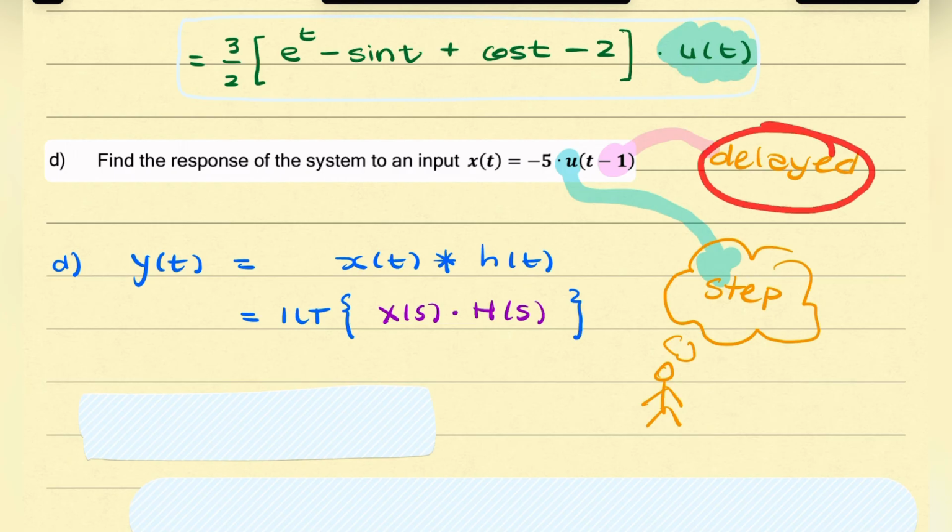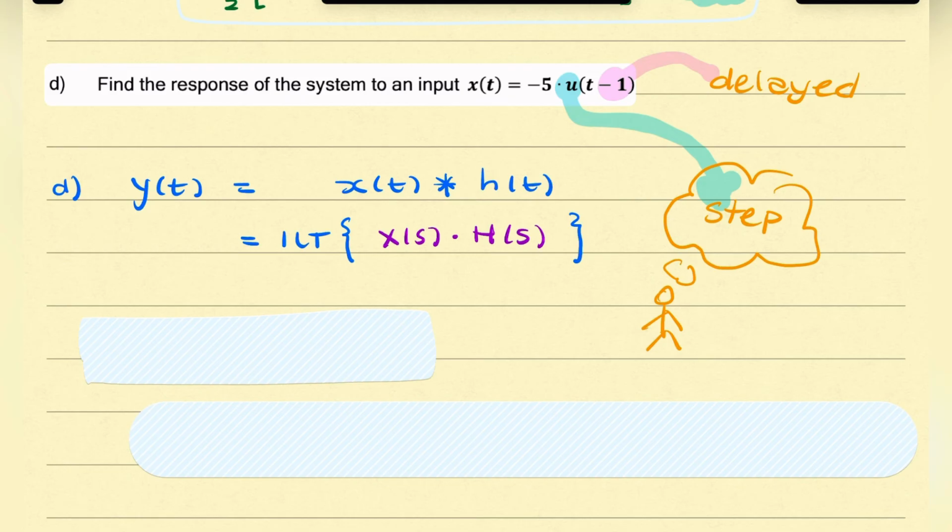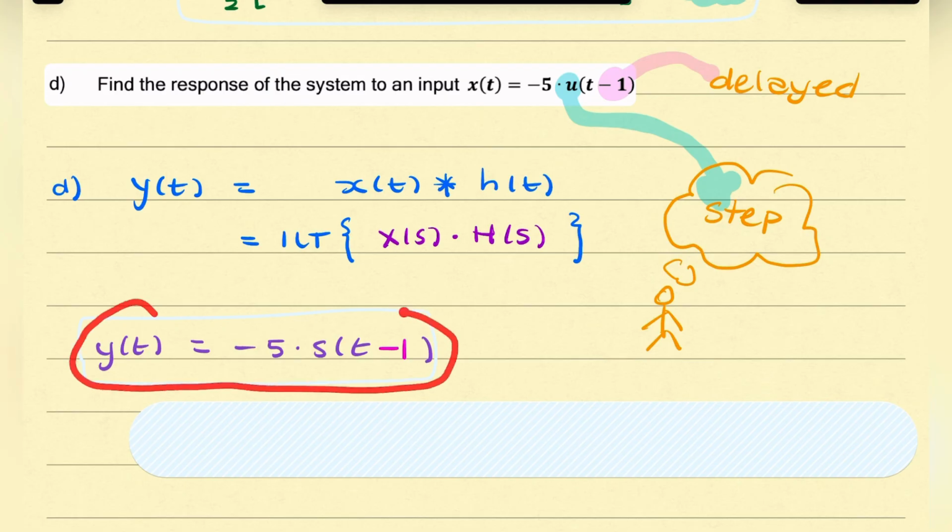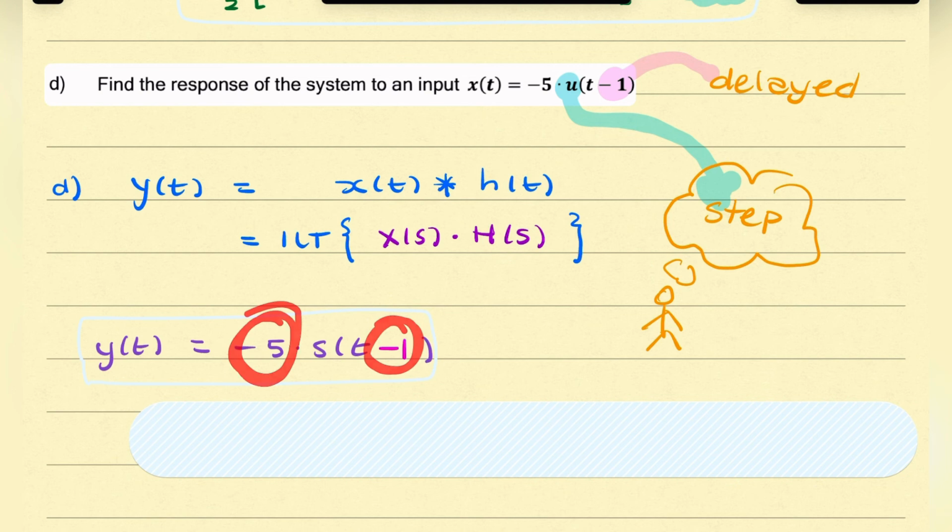If we have a delay, how is that going to affect my step response? Well, we just multiply by e to the power -s. So when there's a delay by a samples, you multiply by e to the -as. So if it's delayed by 1 sample, you simply multiply the response by e to the -s. So this is my input. There's a 1 sample delay and there's a -5 scaling factor.